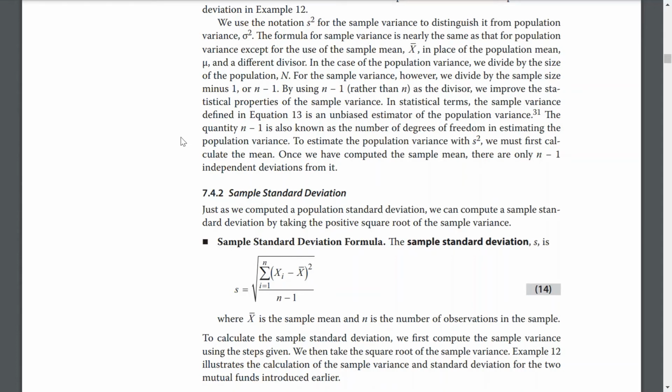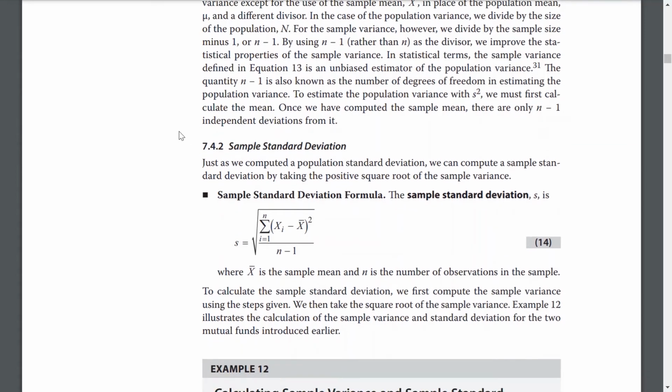The quantity N minus 1 is also known as the number of degrees of freedom in estimating the population variance. To estimate the population variance with S squared, we must first calculate the mean. Once we have computed the sample mean, there are only N minus 1 independent deviations from it.